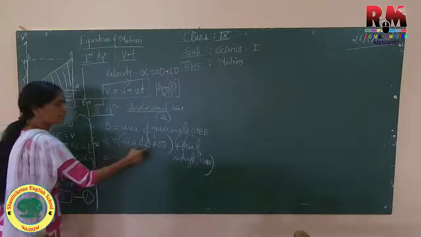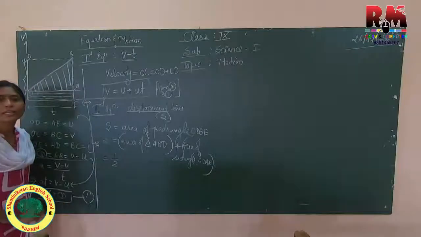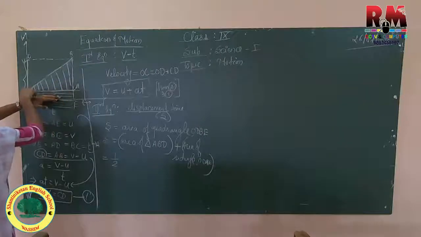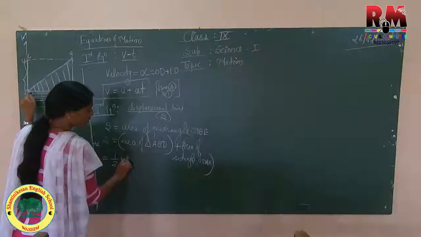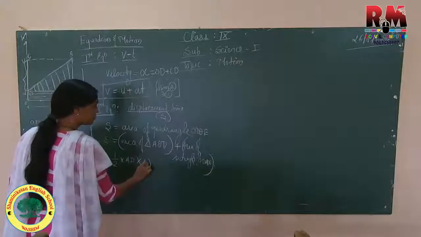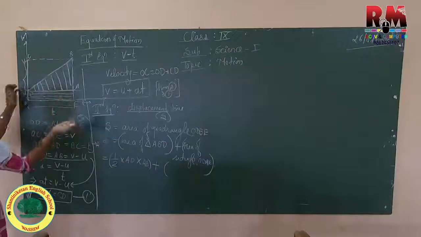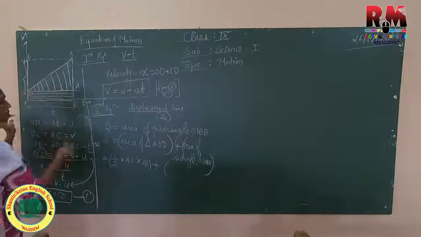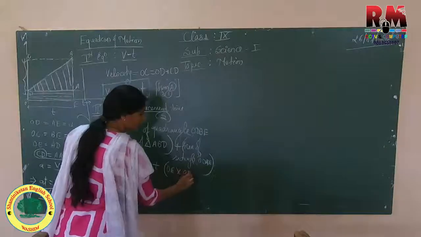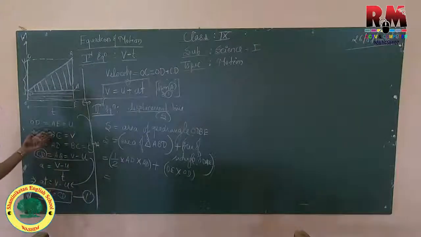Children know that the area of a triangle is half into base into height. What is the formula for the area of a triangle? Half into base into height. Let us see this triangle. What is its base? AD. Half into AD into height, and the height is AB. Plus the area of the rectangle, length into breadth. Length OE into breadth OD.